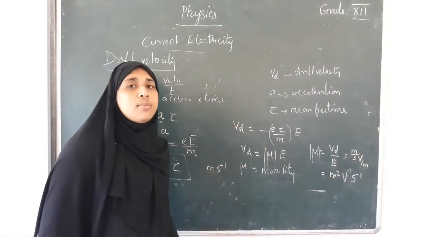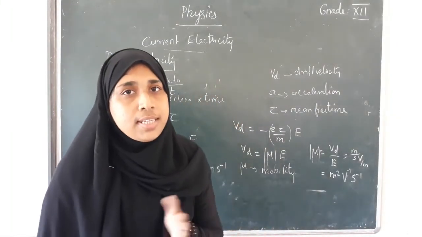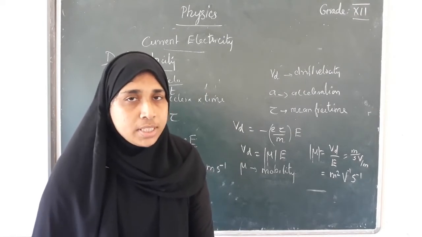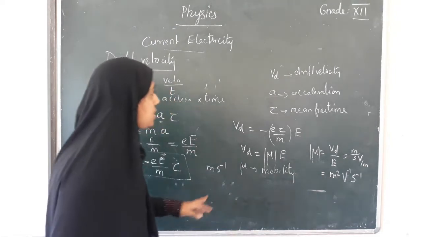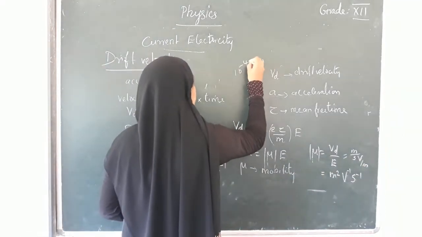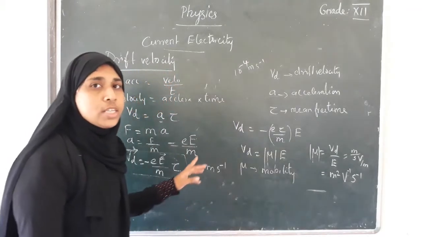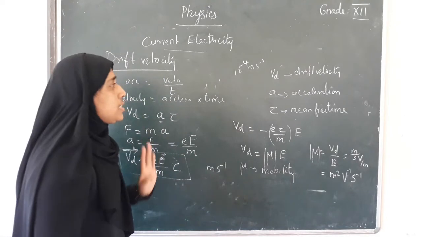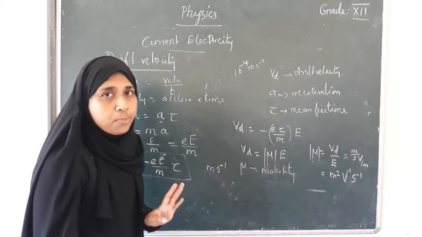So we have learned about the drift velocity and mobility. Distinguish between drift velocity and mobility. The drift velocity is of the order of 10 power minus 4 meter per second. I hope you understood the concept of drift velocity and mobility. It's a very important question.